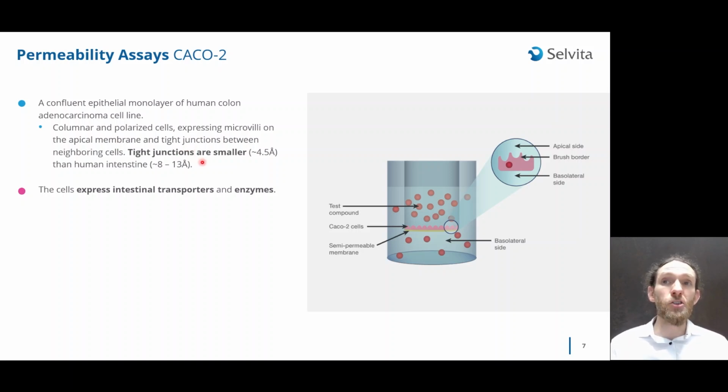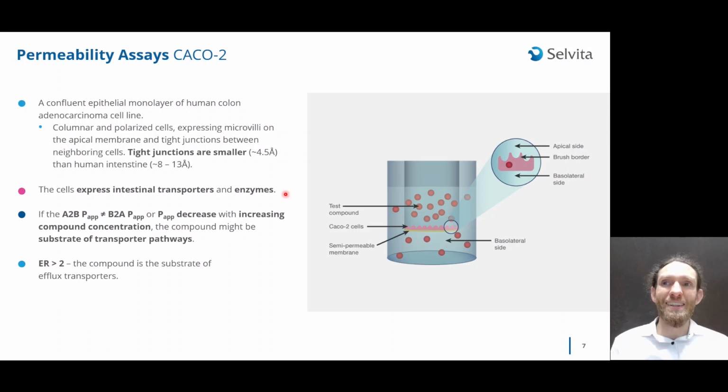But tight junctions here are smaller than human intestine. So hydrophilic small drugs that rely on paracellular transport might not be properly measured in this case. Technically, it looks the same way as PAMPA. We have a donor well, acceptor well, and cells grown in a well on a simple membrane. These cells, they express almost every intestinal transporters and enzymes because these are colon cells.